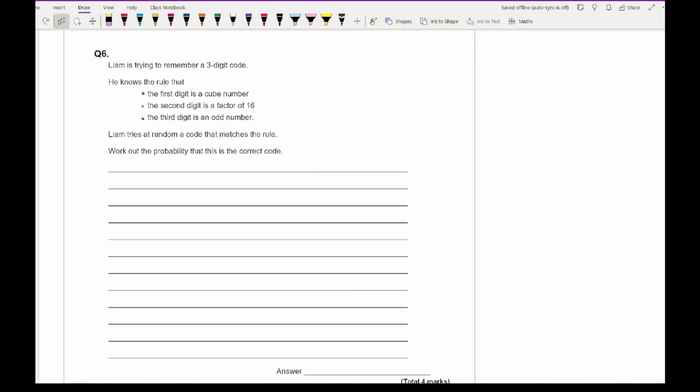So moving on to question 6, it says Liam is trying to remember a 3-digit code. He knows that the rule is that the first digit is a cube number, the second digit is a factor of 16, and the third digit is an odd number. Liam tries to remember a random code that matches the rule, work out the probability that it is the correct code. Looking at each of these individually, the first digit is a cube number. The first cube number is 1 cubed, which is 1. Next one is 2 cubed, which is 8. And the next one's 3 cubed, which is 27. So the only ones it could be as a single digit are 1 or 8.